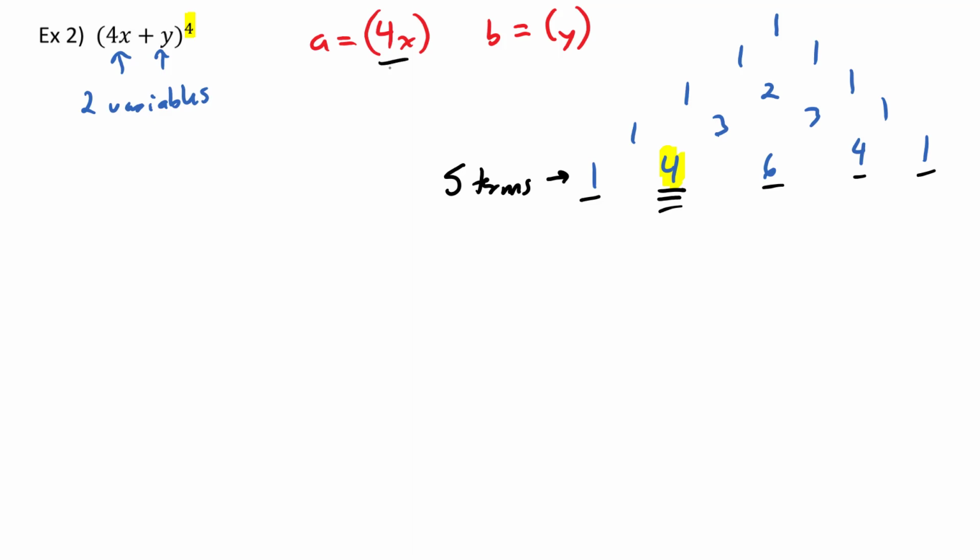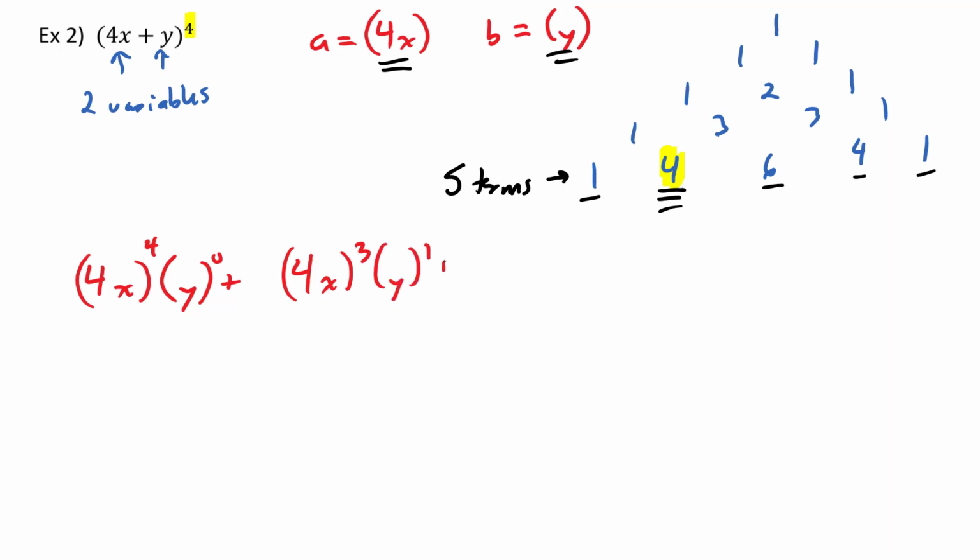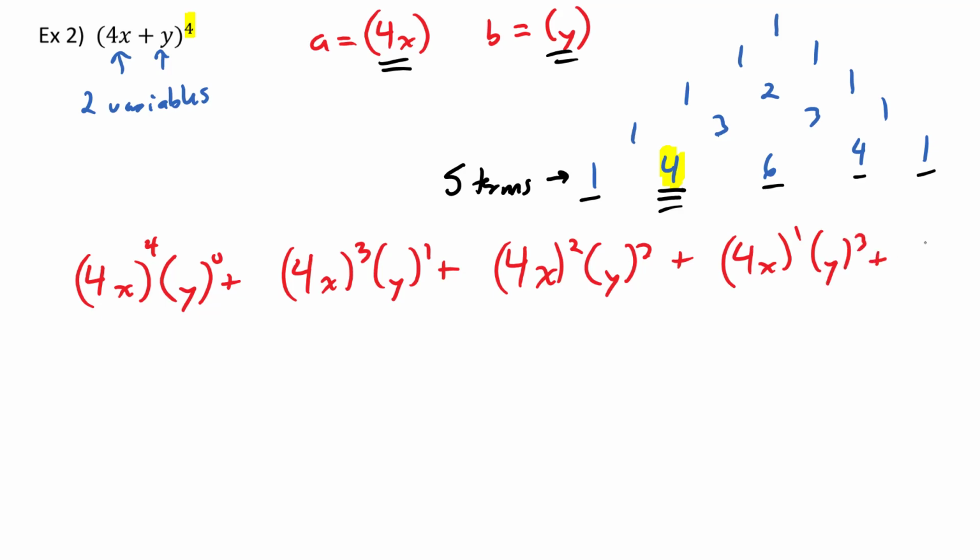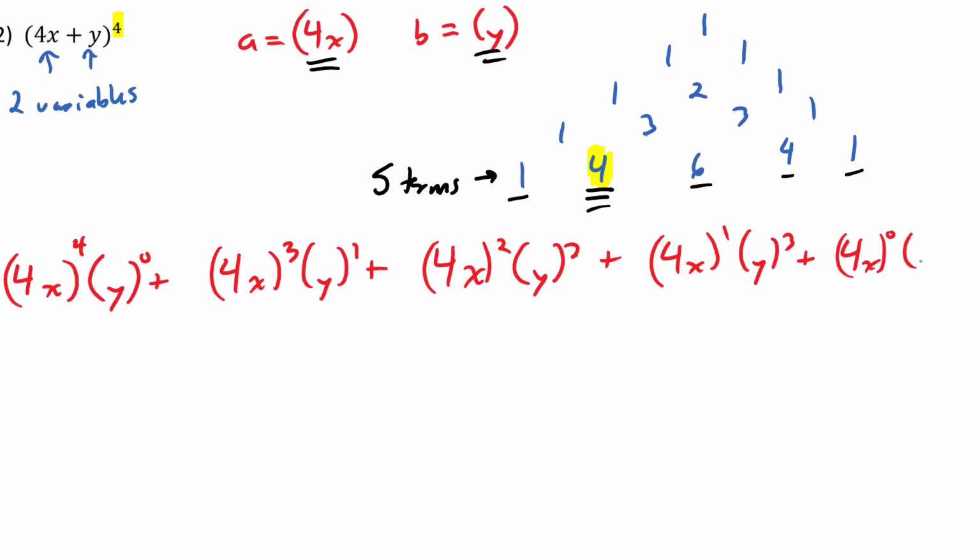Let's work it out now. Here's your 2 values. Here's your a and your b. Here we have 4x. Our exponent was a 4, so we start with a 4. Y to the 0. We're going to leave a gap here. 4x cubed, y to the 1. 4x squared, y squared, plus 4x to the exponent 1, y cubed, plus 4x to the exponent 0, so I'm running out of space, y to the exponent 4.